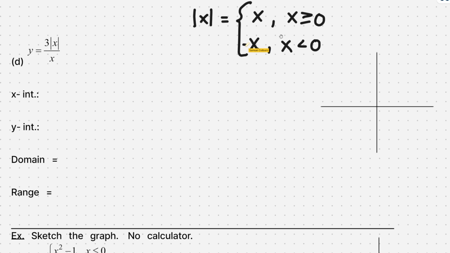Using this definition, I'm going to rewrite our function as a piecewise function. So if x is positive, then the numerator is simply 3x. If x is negative, then the numerator becomes 3 times negative x.